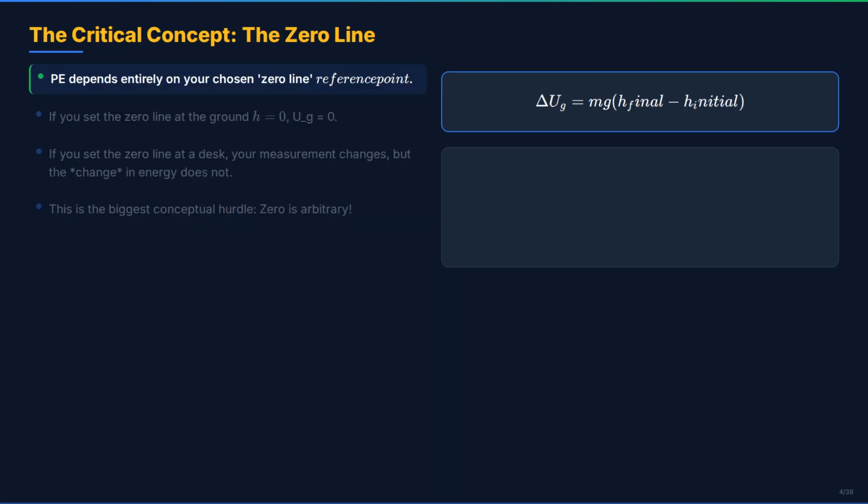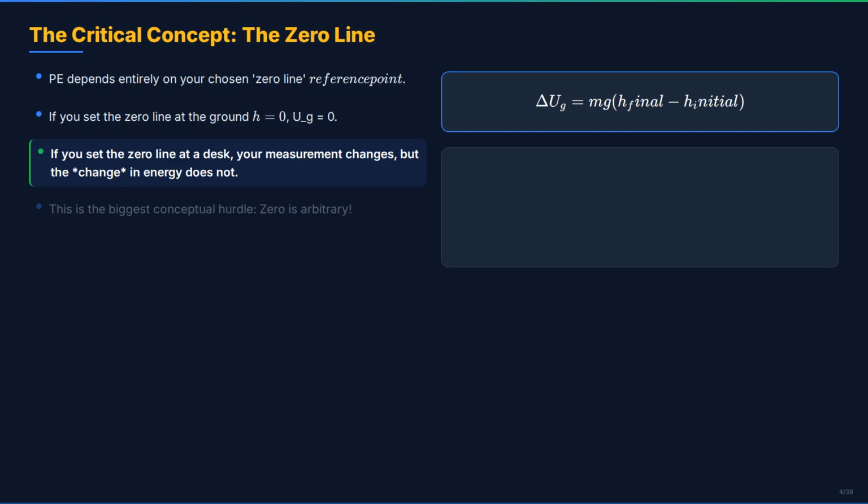This is where many students get tripped up. Potential energy isn't an absolute value, it's a difference. It's the change in energy. Imagine we set the zero line at the ground. If we lift a book, its initial PE is 0, and its final PE is mgh. This is the most common setup.